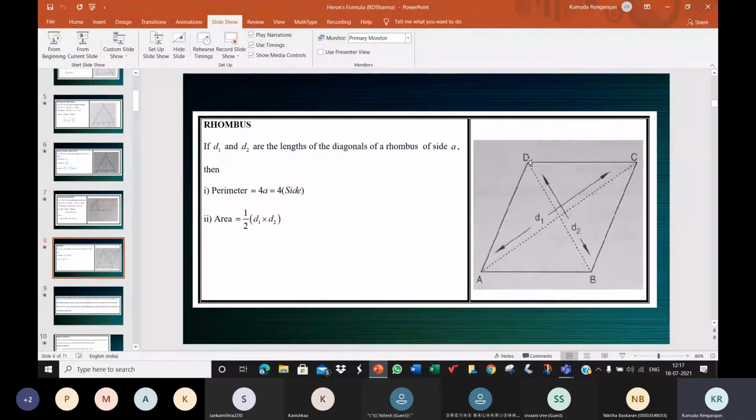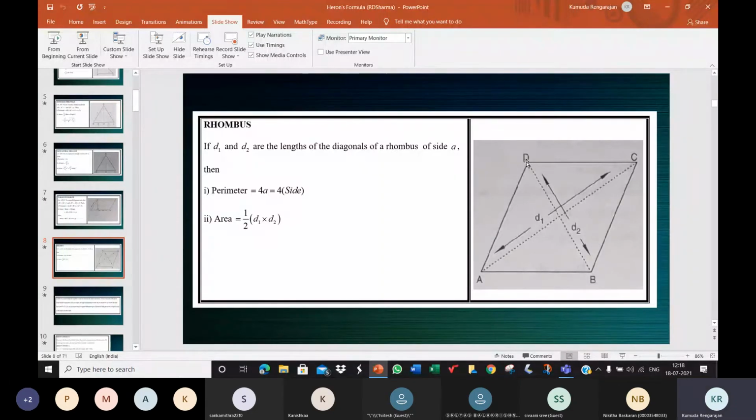So the altitude from D will fall on AB like this. But the altitude from C will fall on AB produced.